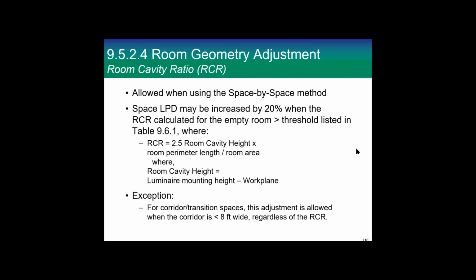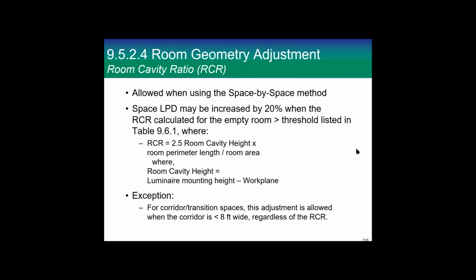All right. Room geometry adjustment. This is the RCR, allowed in the space by space method only. The lighting power density may be increased by 20% when the RCR calculated for the empty room is greater than the threshold listed. So like the 8 and the 4.